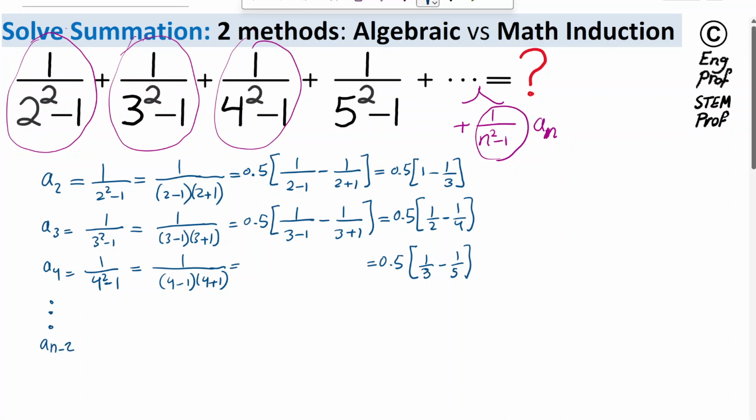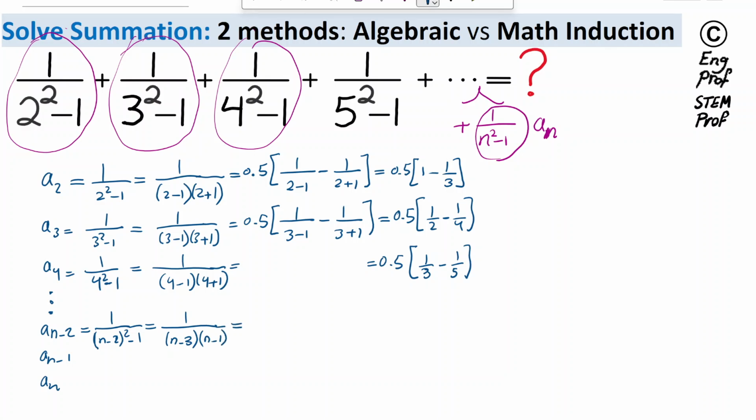Alright, so I'm going to just extrapolate and jump to the terms that are a(n-2), a(n-1), and a(n) finally at the very end. So what are these terms? Again, I need them. That's why I'm writing seemingly a lot of terms here, but I need them. So this one is 1 over (n-2) squared minus 1, equal to 1 over (n-2)-1, which is n-3, times (n-2)+1, which is n-1.